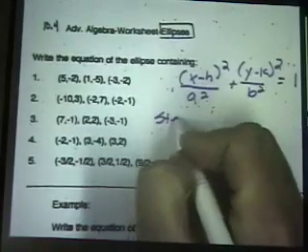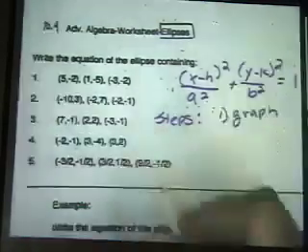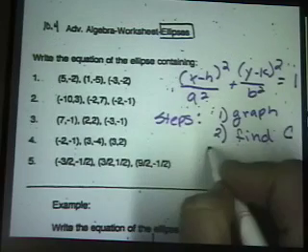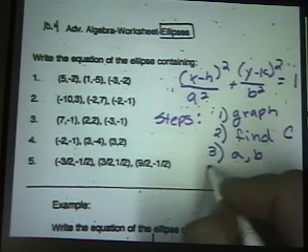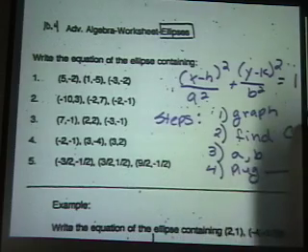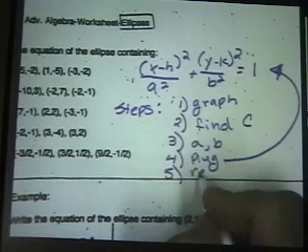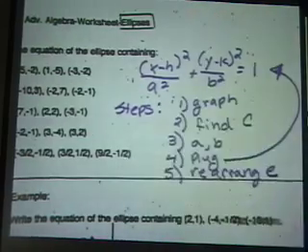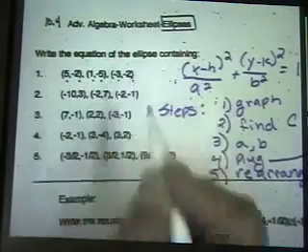Let's talk about the steps for this. Number 1, we're going to graph those 3 points. Number 2, we're going to find the center, or C. Step 3, we're going to find A and B. Step 4, we're going to plug into the equation of an ellipse, which is up there. And step number 5, we're going to rearrange into standard form. So here are your 5 steps. And number 1 gives us the points (5, negative 2), (1, negative 5), and (negative 3, negative 2).